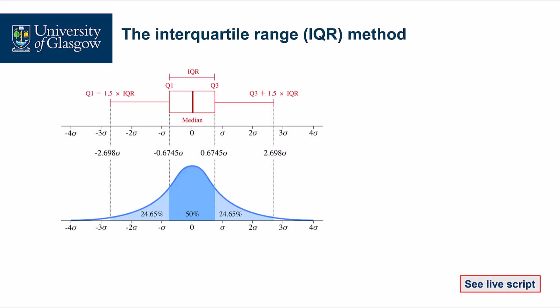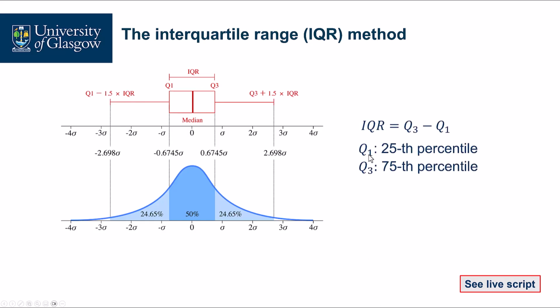So let's see how it works. Here we can see a data distribution, no matter what it is. Then we can find the Q1 and Q3. So what are Q1 and Q3? Q1 is the 25th percentile. What is the 25th percentile? It means that 25% of the data is smaller than this value. That's the value of Q1. And Q3 is the 75th percentile.